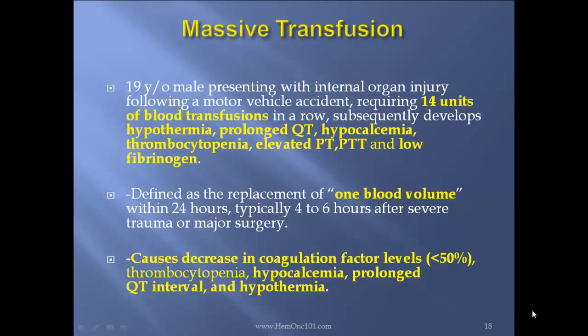Massive transfusion, case report. A 19-year-old male presenting with internal organ injury following a motor vehicle accident, requiring 14 units of blood transfusions in a row. Subsequently develops hypothermia, prolonged QT, hypocalcemia, thrombocytopenia, elevated PT, PTT, and low fibrinogen. So what happened? This is defined as the replacement of one blood volume within 24 hours, typically 4 to 6 hours after severe trauma or major surgery.